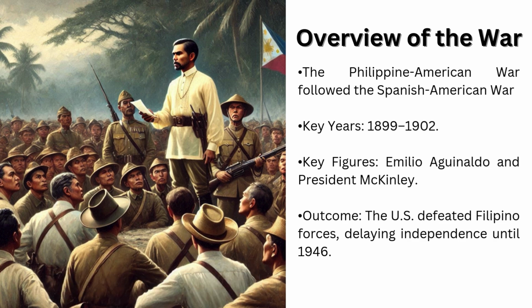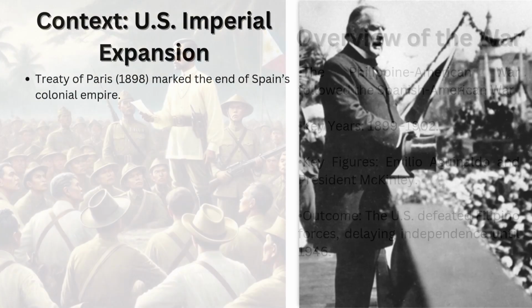The Philippine-American War, lasting from 1899 to 1902, began when Filipino leaders under Emilio Aguinaldo declared independence. They believed the U.S. had promised self-governance. What followed was a bloody conflict with devastating consequences for both sides. We'll take a closer look at the motives of each side and the key events that unfolded during this period.